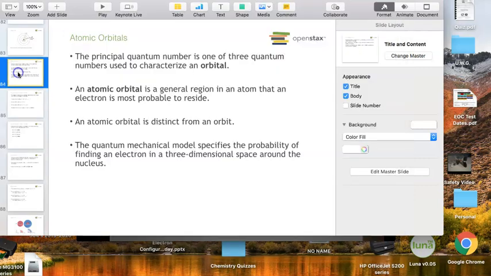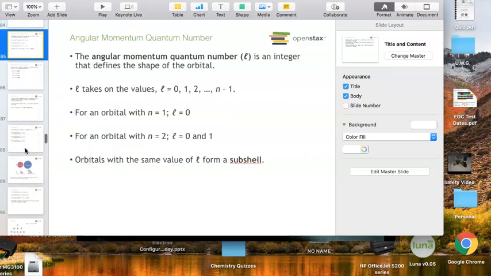All right, so going back to our notes here. The principal quantum number is one of 3 quantum numbers used to characterize an orbital. An atomic orbital is a general region of an atom that an electron is most probable to reside. An atomic orbital is distinct from an orbit. The quantum mechanical model specifies the probability of finding an electron in a 3-dimensional space around the nucleus. So I showed you what my orbital would look like if I were an electron.